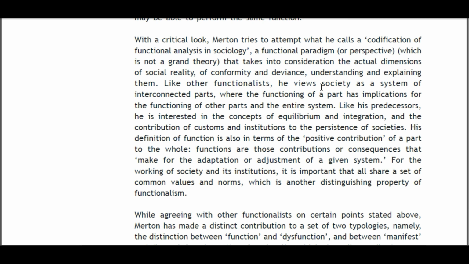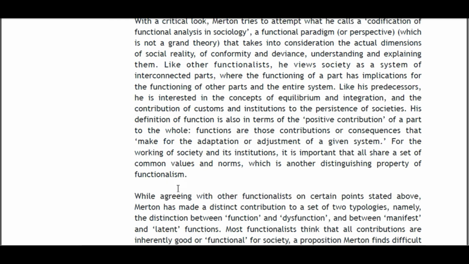Like other functionalists, he views society as a system of interconnected parts where the functioning of each part has implications for the functioning of other parts and the entire system. Like his predecessors, he is interested in the concept of equilibrium and integration and the contribution of customs and institutions to the persistence of societies. His definition of function is also in terms of the positive contribution of a part to the whole. Functions are those contributions or consequences that make for the adaptation or adjustment of a given system. For the working of society and institutions, it is important that all share a set of common values and norms, which is another distinguishing property of functionalism.